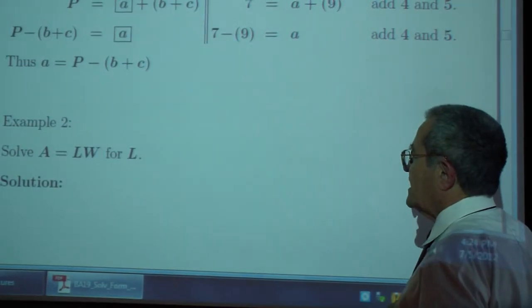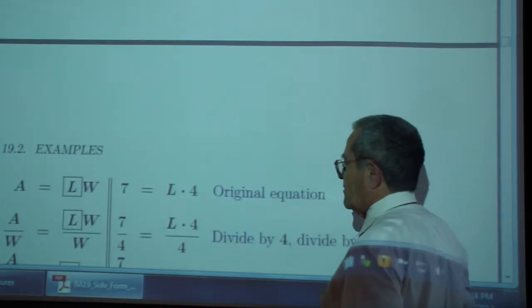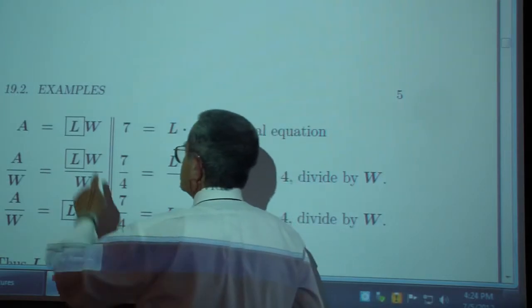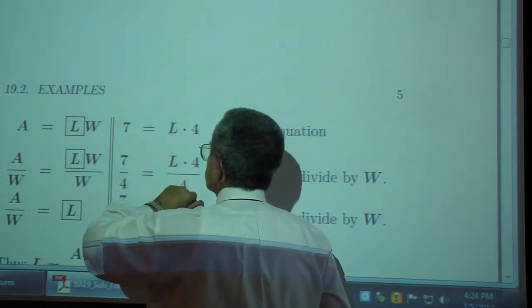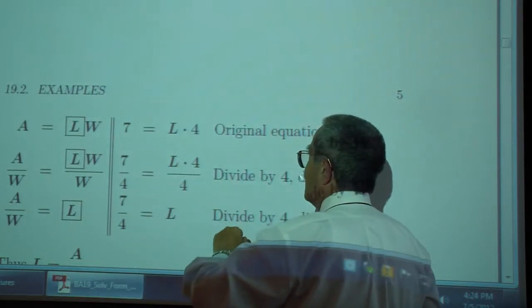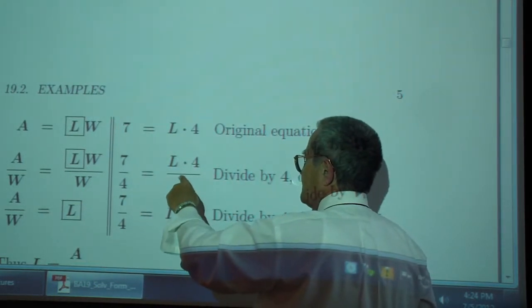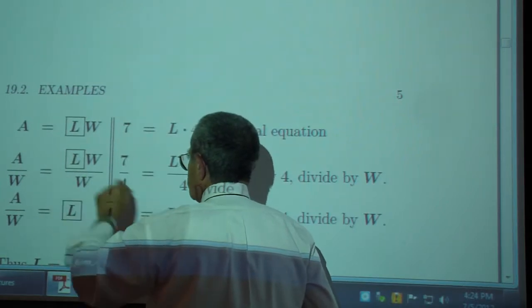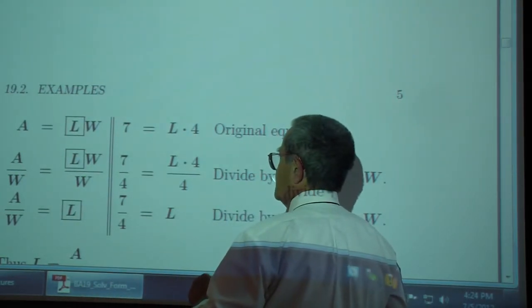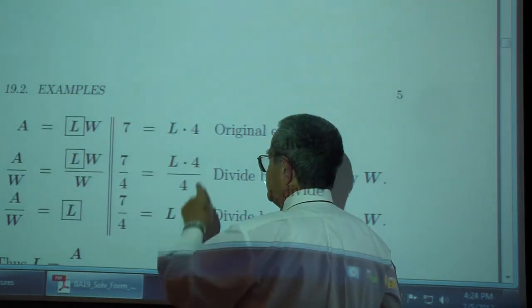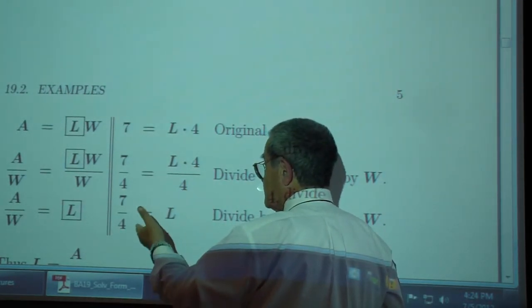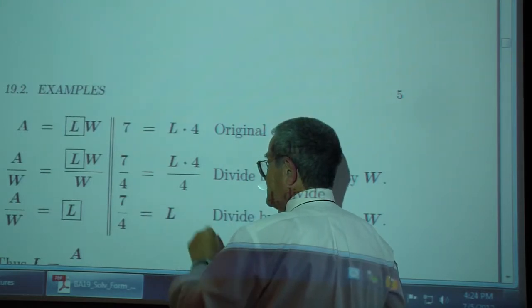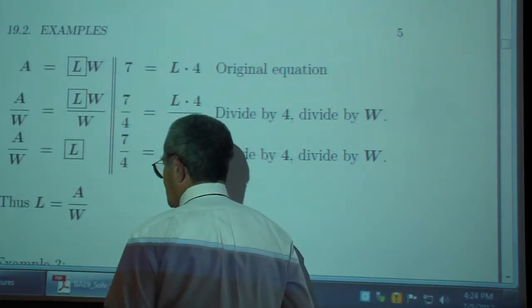Example 2. A is LW, solve for L. So circle or box in the L, so we know what we are solving for. A is like 7 and W is like 4. Multiply both sides by 4, multiply both sides by W, and divide both sides by 4. We've just done that, so L is 7 over 4. L is A over W.